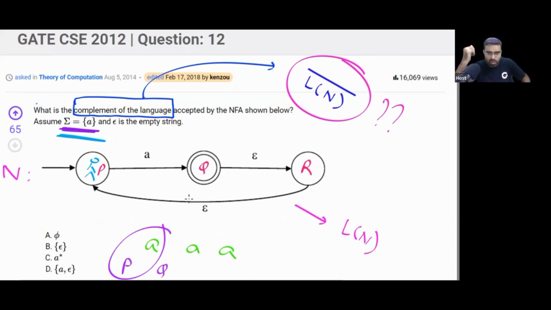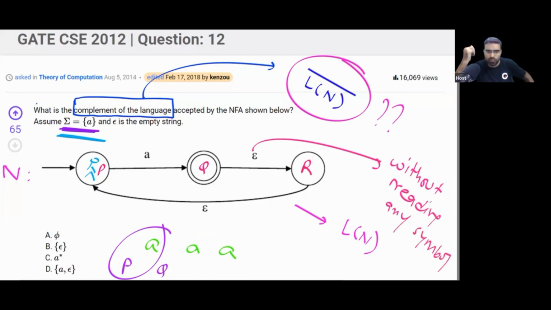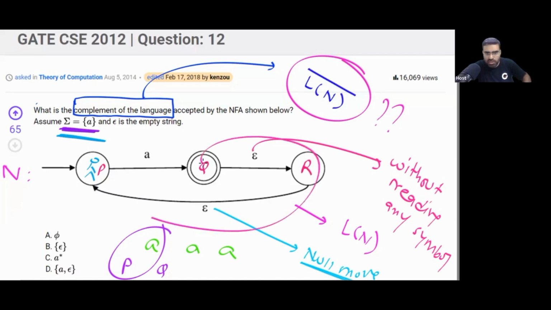This means without reading any input symbol. This is your null move. So from this state Q, without reading any symbol, you can go for free to P. First you can go to R, then you can go to P. Then in this state P, you can read this symbol A and go to Q.